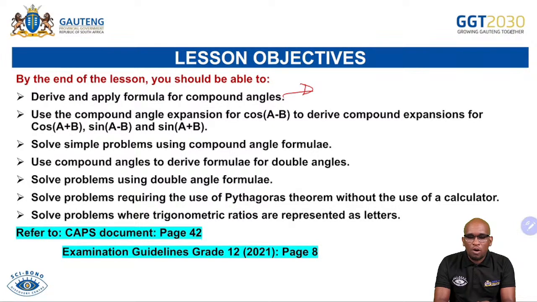You should be able to solve problems requiring the use of the Pythagoras theorem, without the use of a calculator. You should be able to solve problems where trigonometric ratios are represented as letters. So today's lesson is less focused on the use of a calculator. Most of the things here we would be doing manually. You can check your exam guideline on page 8 to see the scope within which you should prepare your trigonometry work.